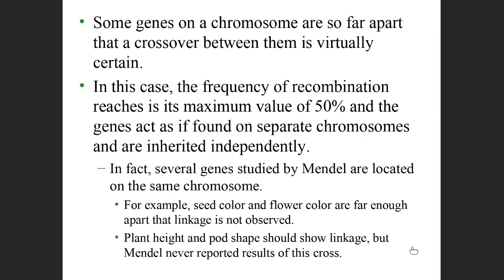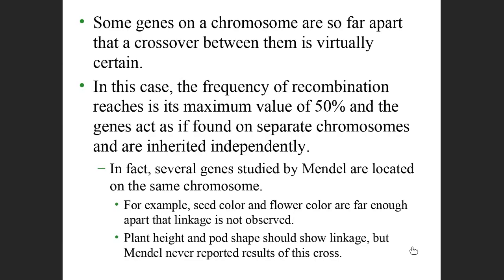So the maximum frequency of recombination is 50%. So a 50-50 chance that a recombination event will occur. That's the maximum value. And if the recombination frequency is very, very low, then those genes are linked together. And so they'll violate the law of independent assortment, because they always migrate together into the same gamete.